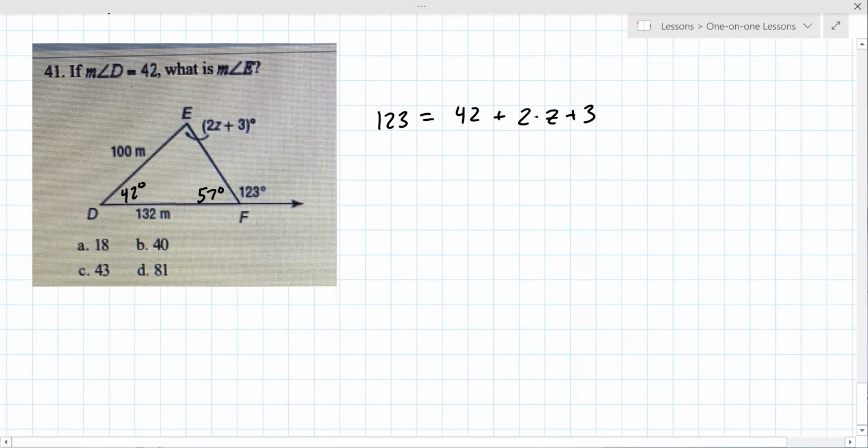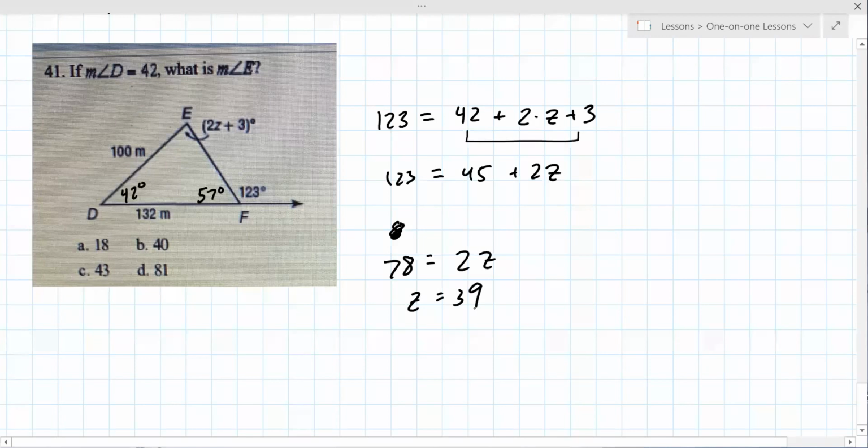So we're solving this. This is 45. 123 equals 45 plus 2z. I'm sorry, 78 equals 2z. So z equals 39. But that's not what it's asking for, and it's a good thing that answer isn't there. You have to put 39 back in. 2 times 39 plus 3 equals 81 degrees.